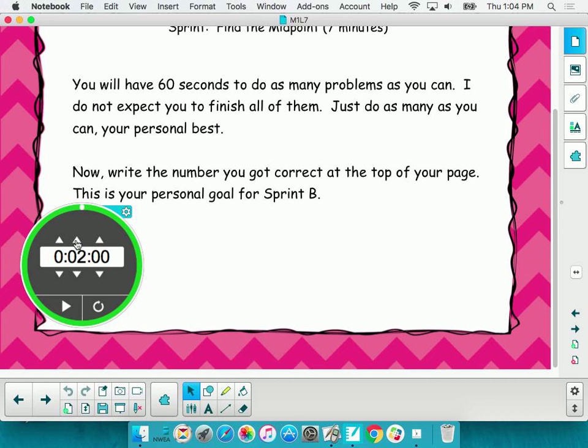Please just look at your own paper, Daniel. I really don't know what you're doing there. Okay, get ready. Go.